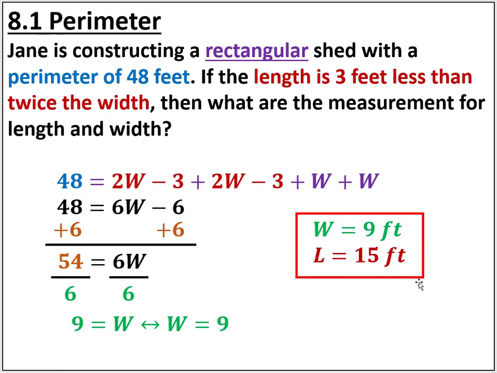Now remember, I mentioned that you don't have to use your units in your work. However, you do need to include them in your final answer. So these are the dimensions for the rectangular shed, and that's what the question was asking. What are the measurements for length and width? Length is 15 feet and width is 9 feet. And again, make sure to include your units in your final answer. You don't have to in your work, but make sure you include them in your final answer.